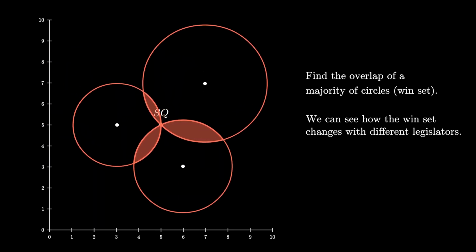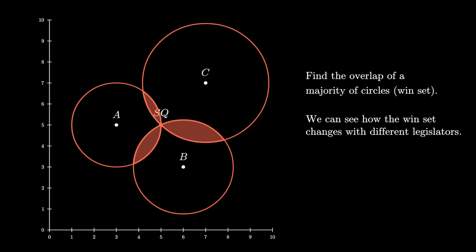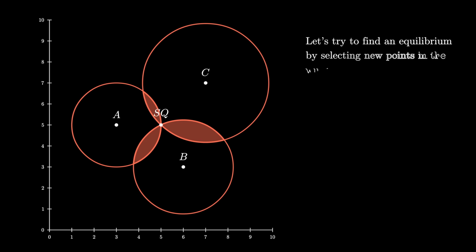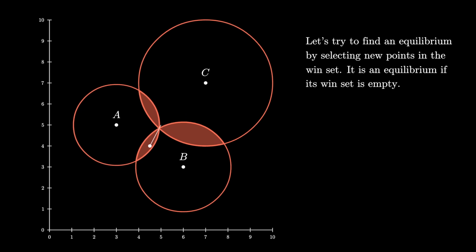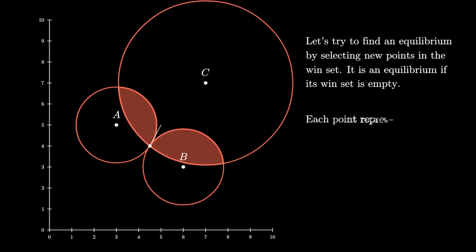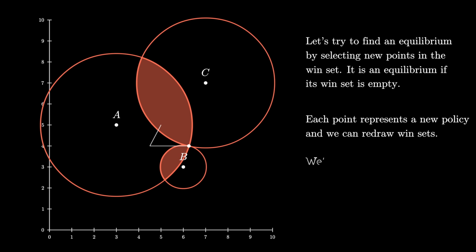Let's put them back to their original positions and try to find an equilibrium policy, a policy that has no win set. In the one-dimensional case, we know from the median voter theorem that the unique equilibrium is exactly at the median's ideal point. What about in 2 dimensions? We can try to find an equilibrium by selecting a new policy in the win set, making that the status quo, finding the new win sets, and continuing this process until we find a point that has no win set. We'll keep track of the path of these policies with this white line as we go.